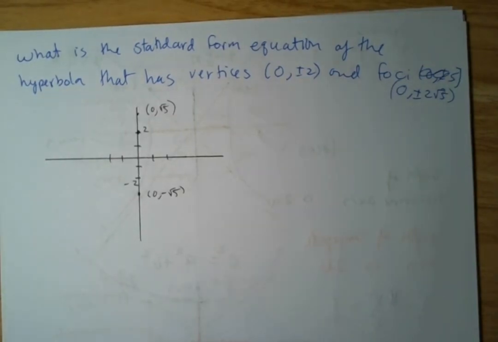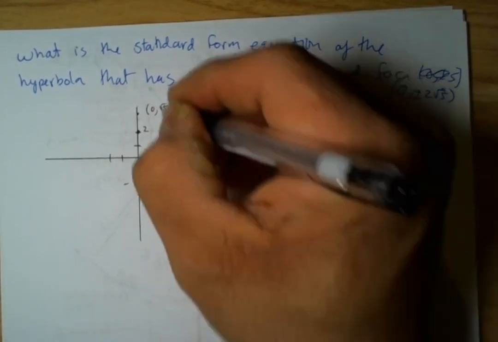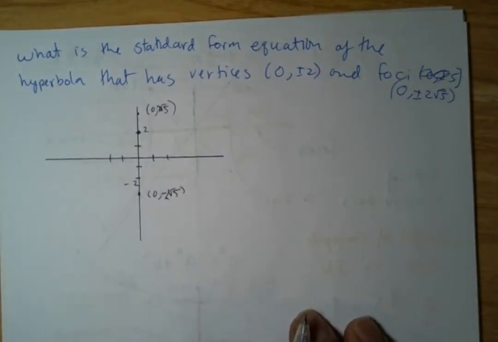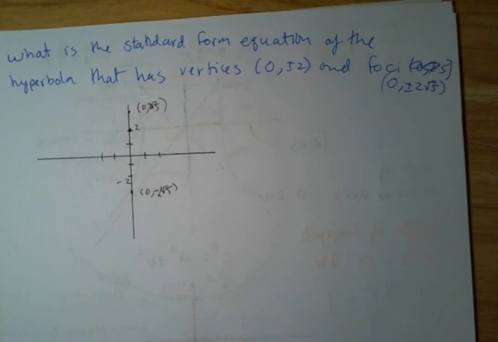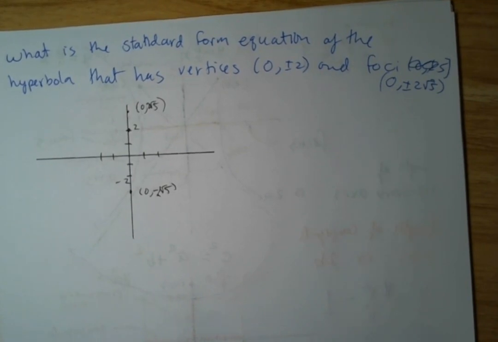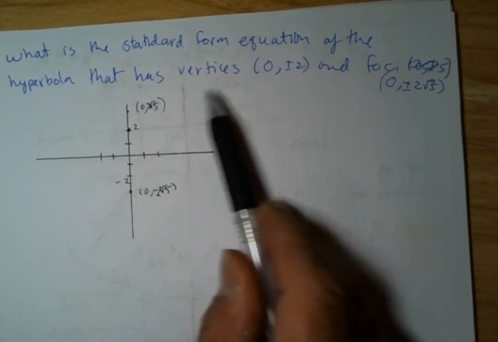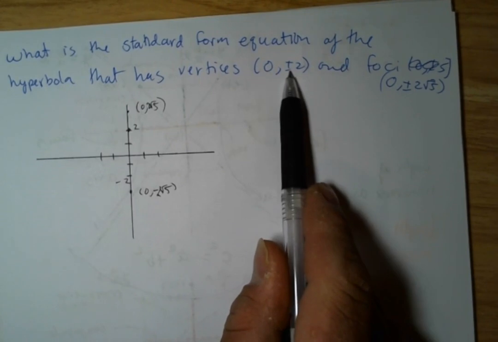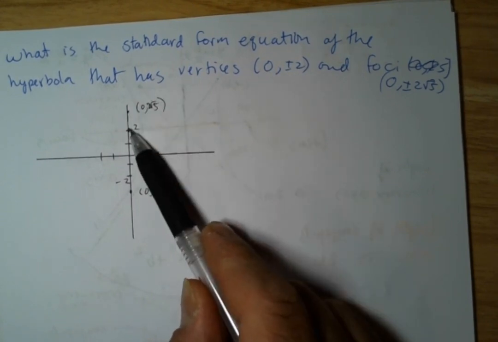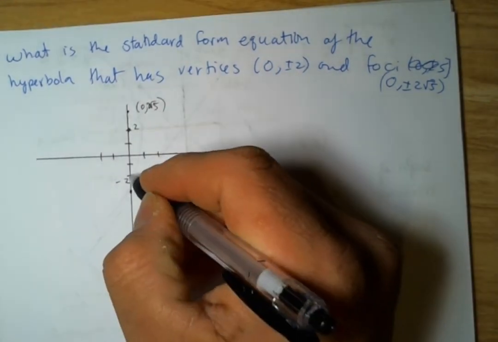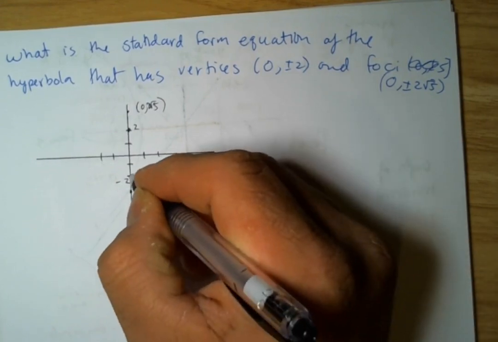All right, so in this example, we're going to be looking at finding the standard form of the equation of a hyperbola. We are given that this hyperbola has vertices at (0, ±2). So here are both of our vertices.